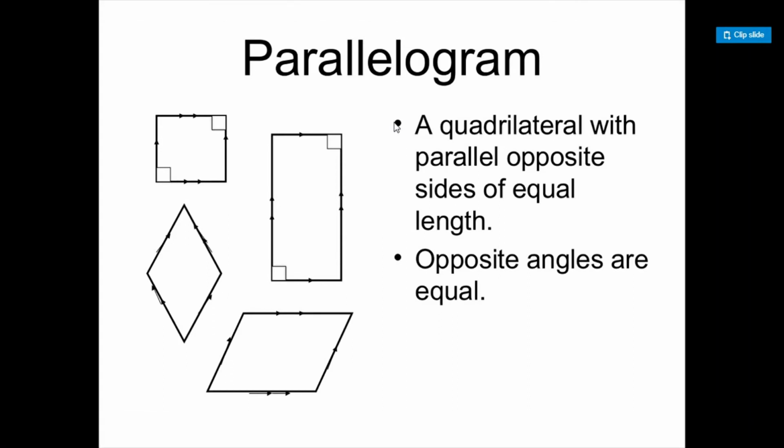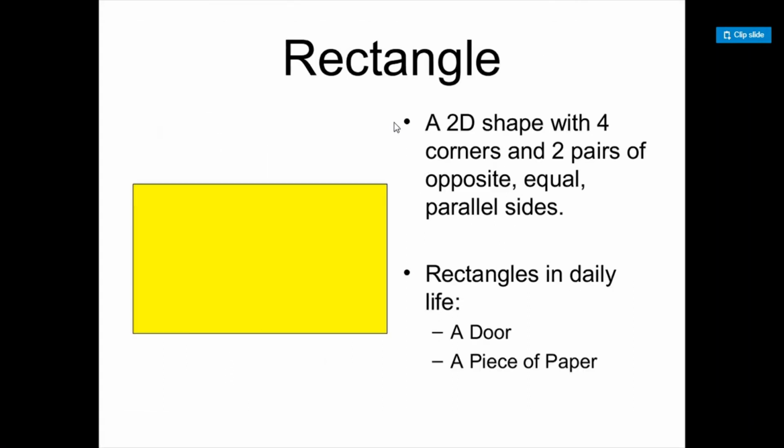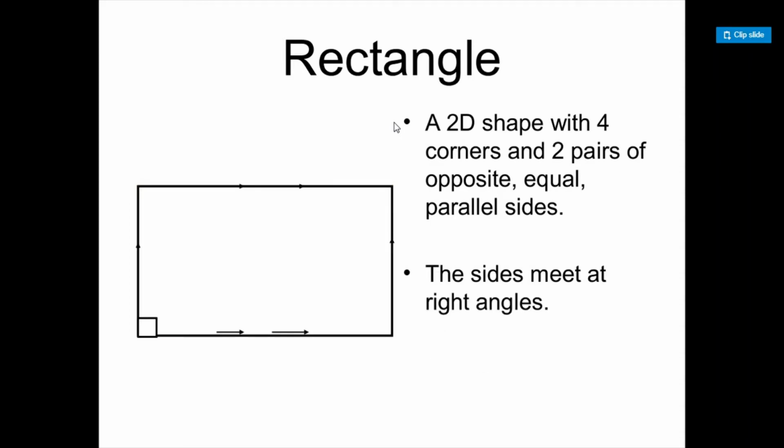Opposite angles are also equal. Now, let's proceed to rectangle. A rectangle is a 2D shape with 4 corners and 2 pairs of opposite equal parallel sides. A rectangle in daily life is a door. It could also be a piece of paper.